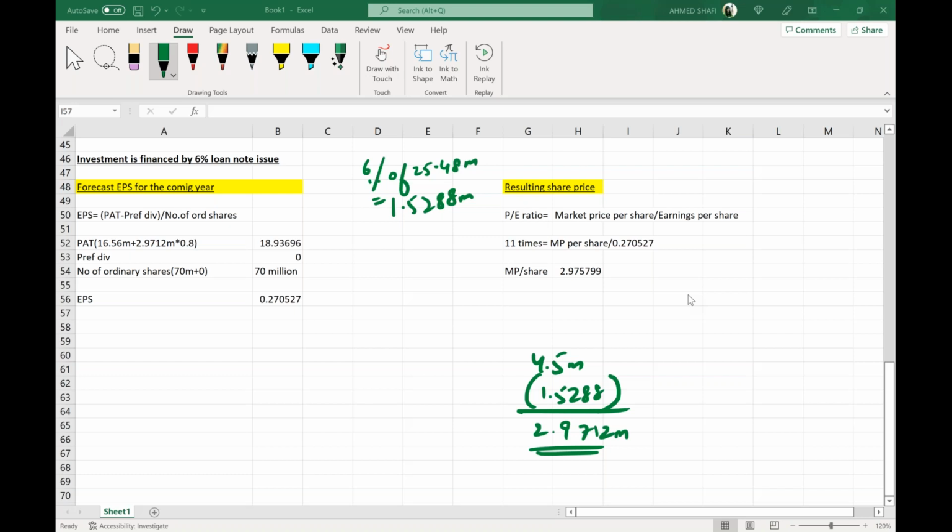Always you multiply with 100 par if you need to get interest of one bond. Here you need total interest.